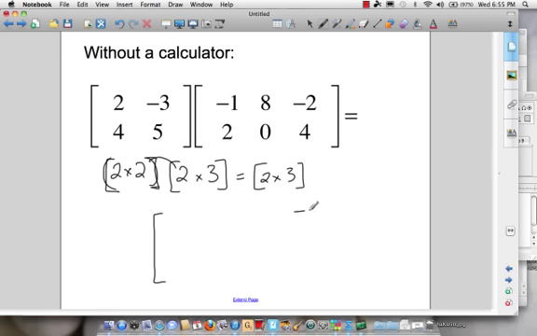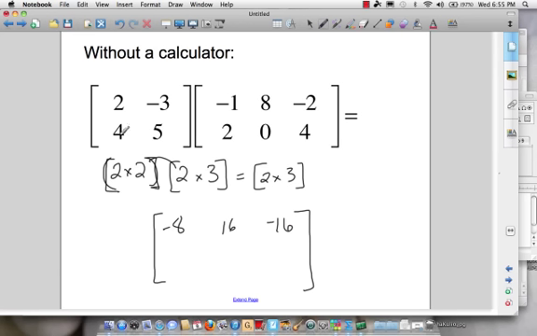I'm going to get my space here for a 2 by 3. So I'm going to multiply this row by each column in the second matrix. So 2 times negative 1, negative 2, plus negative 3 times 2, negative 6. So negative 2 plus negative 6 is negative 8. Then I use the 2, negative 3 with the second row, and I get 16 plus 0 is 16. And then I'm going to use the 2, negative 3 one more time, this time with the final column here. So 2 times negative 2, negative 4 plus negative 12 is negative 16.